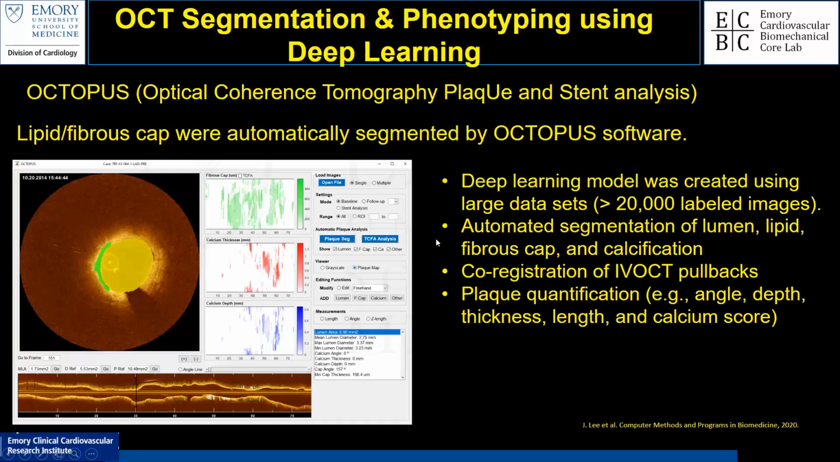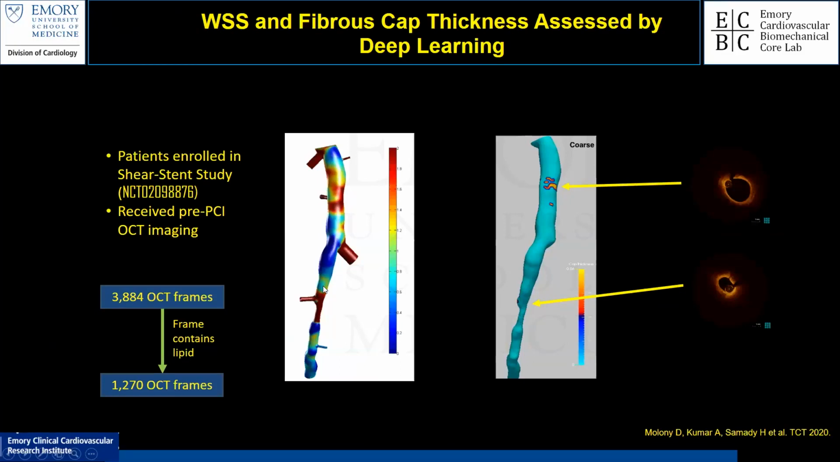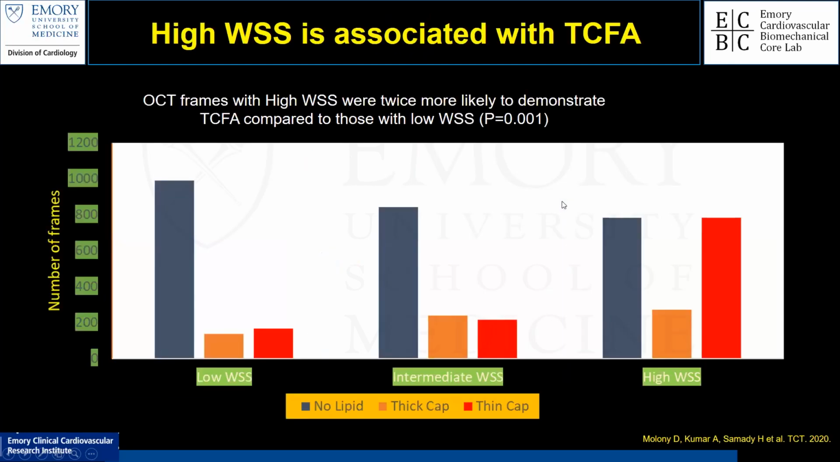We are working with our collaborators at Case Western University to develop deep learning algorithms to segment and phenotype OCT images as well. Using these deep learning technologies, we are able to precisely map the location of coronary segments with high shear stress and thin cap fibroatheroma. We recently found that OCT frames with high shear stress were twice as likely to demonstrate thin cap fibroatheroma compared with frames which demonstrated low shear stress.